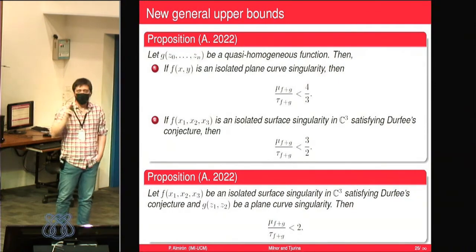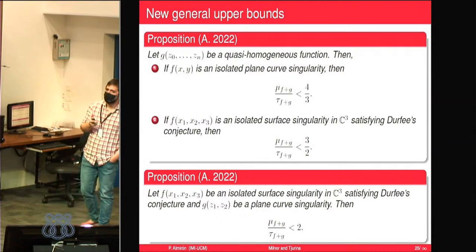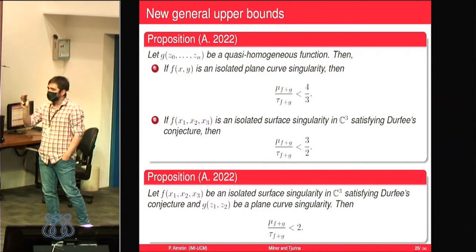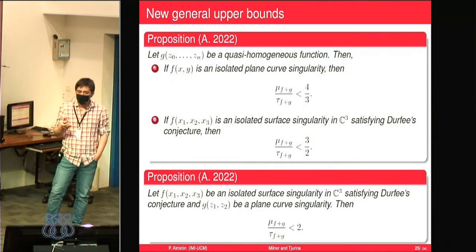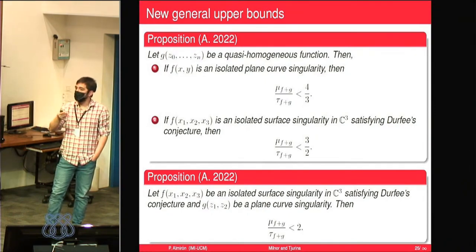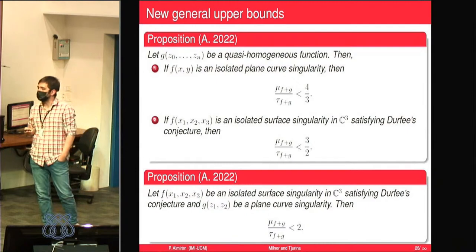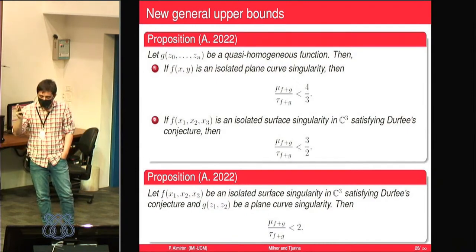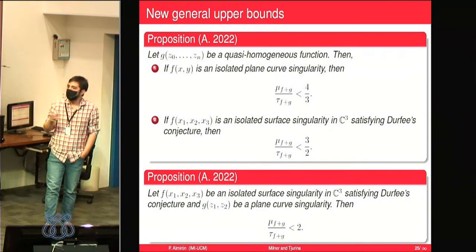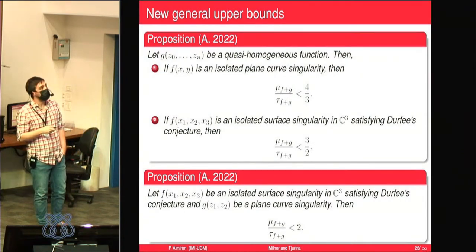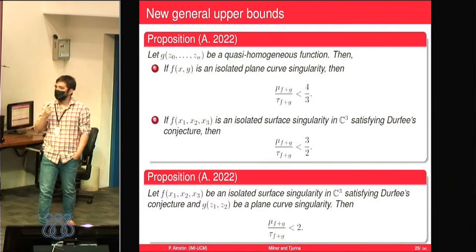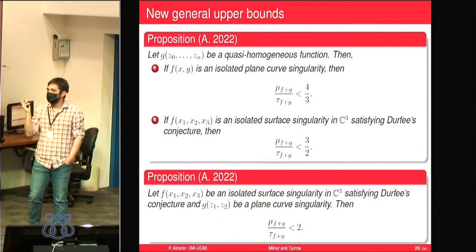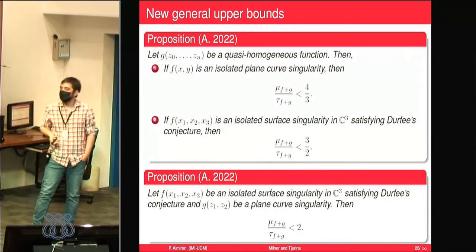For me, observe that in general, if you look at Liu's theorem, for example, the quotient between the Milnor and Tjurina number is less than the number of variables. Here you may have an infinite number of variables, as many as you want, but the quotient is always going to be less than 4/3. This is quite amazing because you expect something as big as you want, but you can constrain it to 4/3.